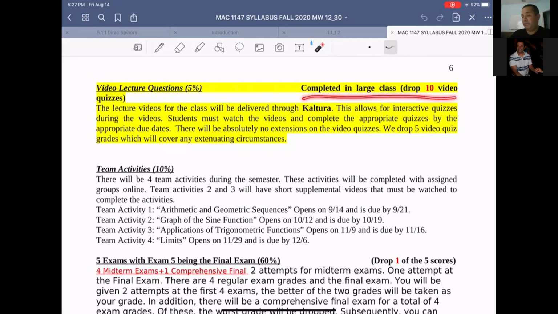That's going to be the lectures that are for each video. Okay, we dropped 10 of those. That's a lot, if you think about it. I'm not going to do it through Kaltura. I'm going to be doing it a different way. So I'm going to rewrite this for you.